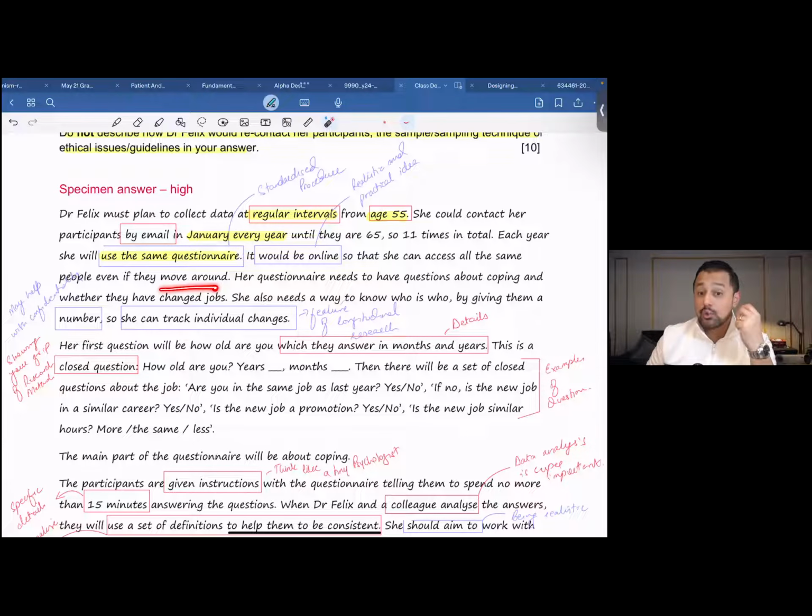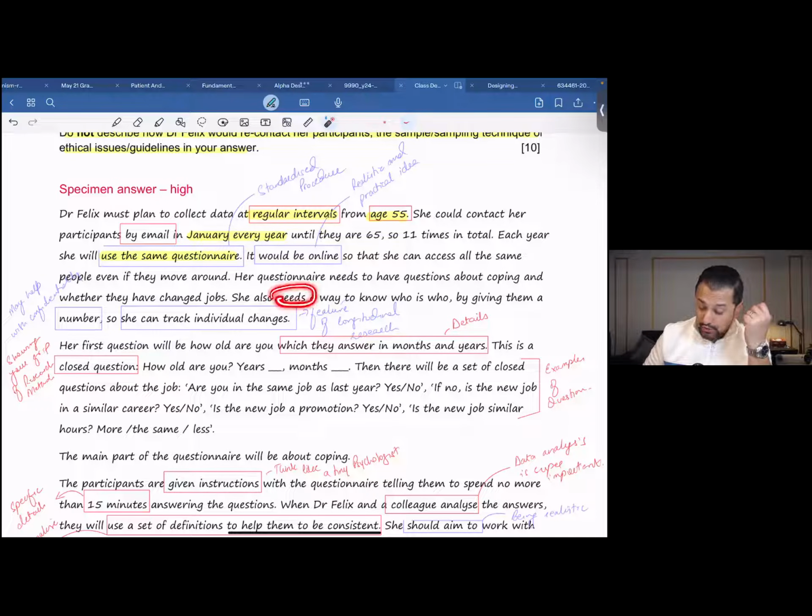Full stop. Her questionnaire needs to have questions about coping, one, and whether they have changed their jobs. Remember when we were reading the scenario, the novel situation, I had shown you by highlighting those two different parts in yellow and green, if I'm not mistaken. So that she can access all the people even if they move around. Her questionnaire needs to have questions about coping and whether they have changed their jobs. So you're catering to both parts of the information that was provided to you.